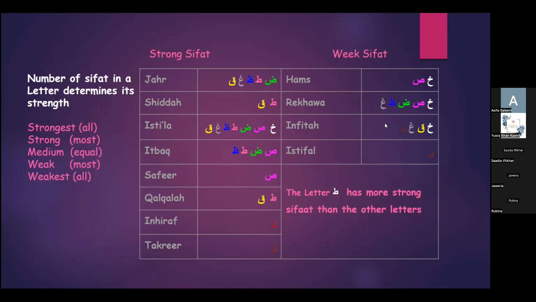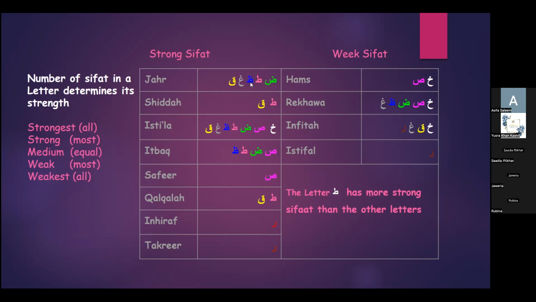I can't see a ta written in there. So ta does not have any weak sifa. Therefore, we will say it is the stronger, like the letter ta has more strong sifat than any other letters, and we can count on them. We can see it.